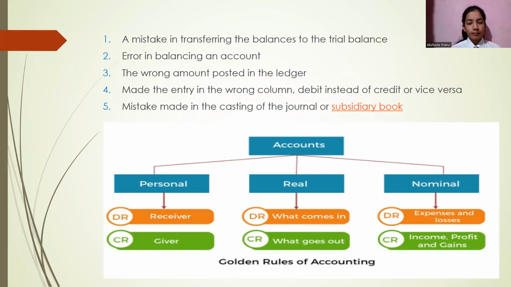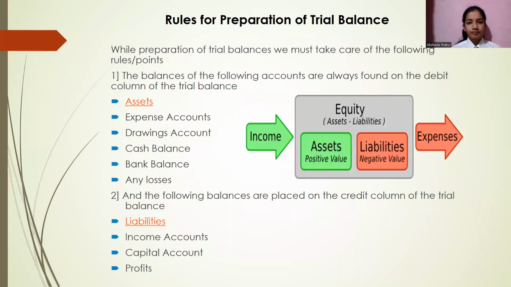Then we post all the balances to the respective ledgers, and then we post their closing balances to the trial balance. While posting this, some errors can occur. First, a mistake in transferring the balances to the trial balance, an error in balancing an account, the wrong amount posted in a ledger, or an entry made in the wrong column, debit instead of credit, or vice versa. Also, a mistake made in the casting of journal or subsidiary books.